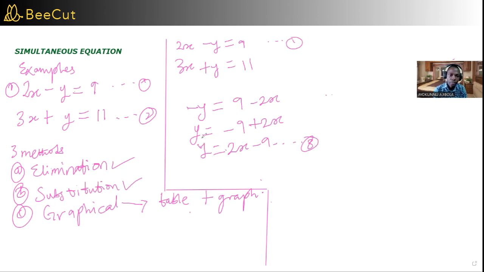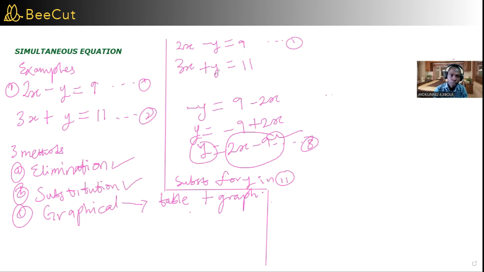Here now I've gotten the value for y, and that value is 2x minus 9. So anywhere I see y, I can put 2x minus 9. So substitute, that's where the word comes from. Substitute for y in equation 2, because it's equation 1 that gave me y. So I'll put that value of y into equation 2.